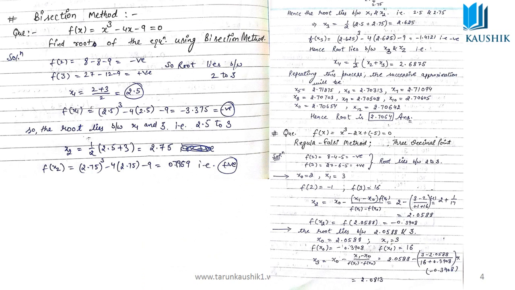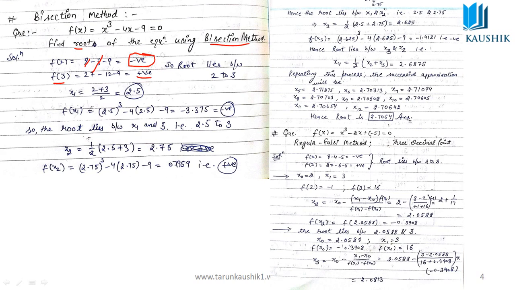Let us understand this process by example. The question is f of x equals x cube minus 4x minus 9 equals 0. We are required to calculate the root of the equation using the bisection method. We just put any random value; in this question I put 2. When I calculate f of 2, I get a negative value, because 2 cube is 8, 8 minus 8 minus 9, the 8s cancel out and I get -9, that is negative. When I put 3, I get a positive sign.